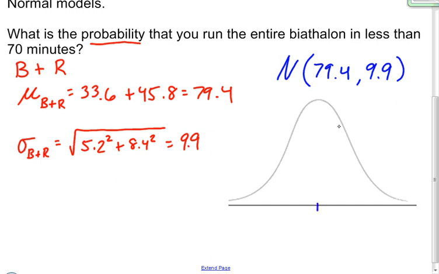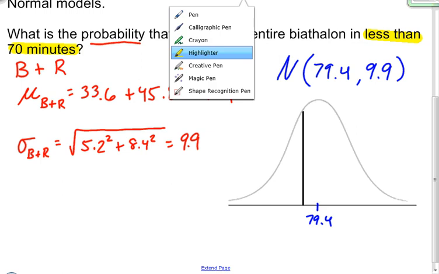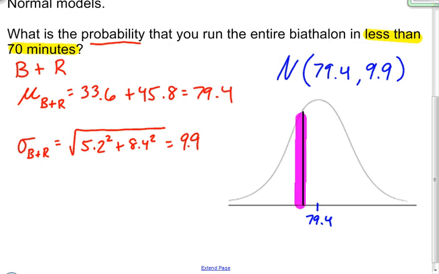So down here, I've got my picture of a bell-shaped curve for my normal model. 79.4 is my mean, and I want to know, what is the probability that I run the biathlon in less than 70 minutes? So somewhere over here is the time of 70 minutes, and I want to find the area beneath that time of 70 minutes. So this purple area right here is the probability that I can run this biathlon in less than 70 minutes.